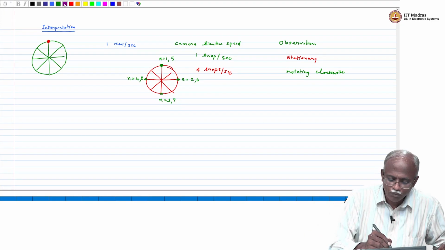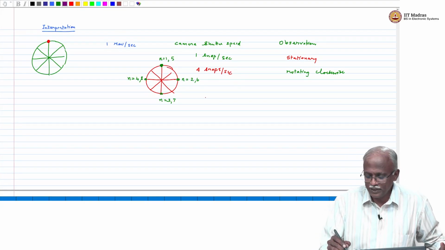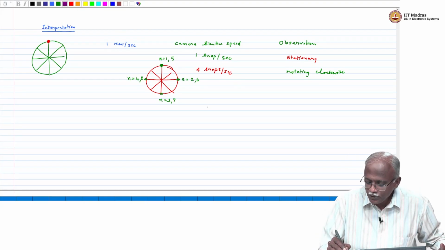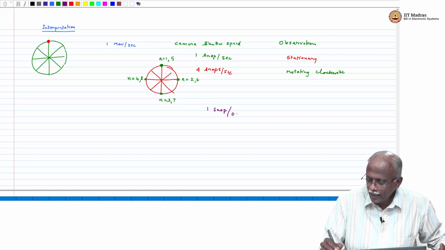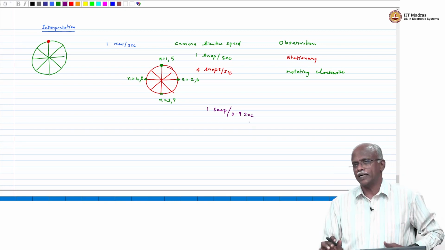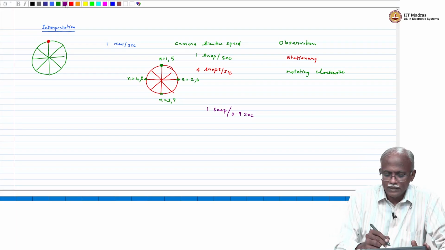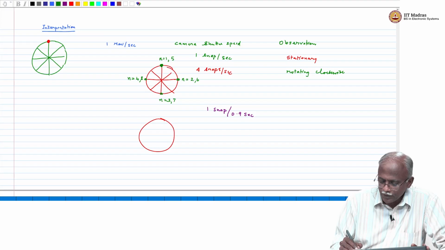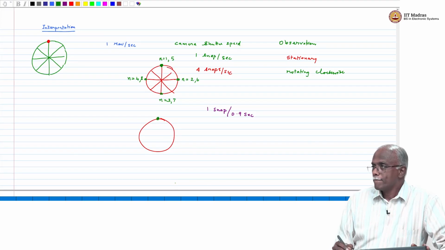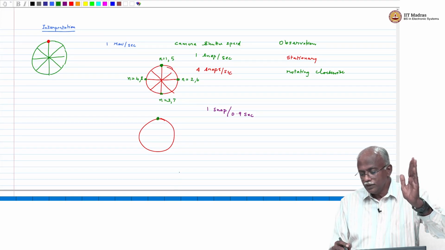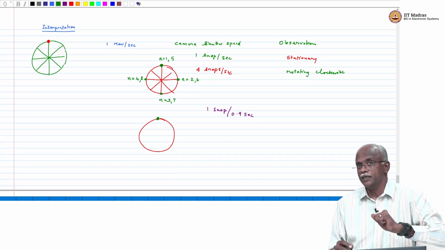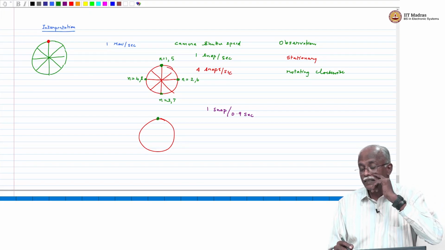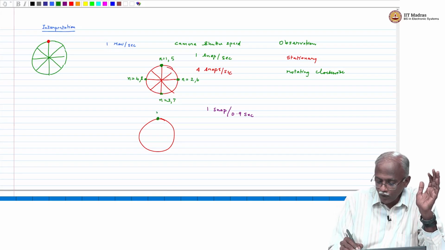Okay, now here comes the most interesting part of it. Supposing you take one snap every 0.9 seconds. That means just before 1 second. So first time, where was the circle? It was here. Now the next time instant, it's at 0.9 seconds. So this is at n equal to 1.